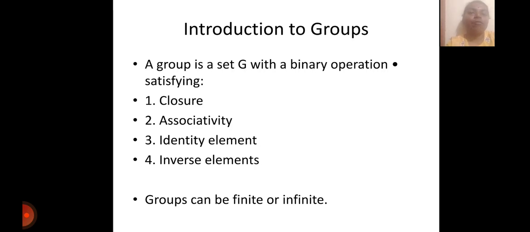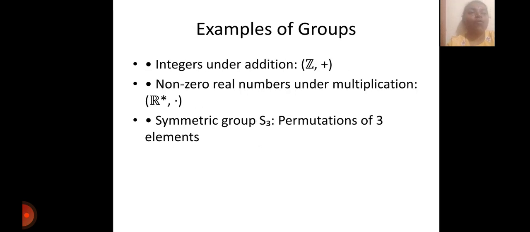Before going to the Klein 4 group, let's first know what a group is. A group is a set G with a binary operation which satisfies the conditions of closure, associativity, identity, and inverse. A group can be finite or infinite. Examples of groups include the integers under addition, that is Z, plus; non-zero real numbers under multiplication, R star and dot; and the symmetric group S3, which is the permutations of three elements.